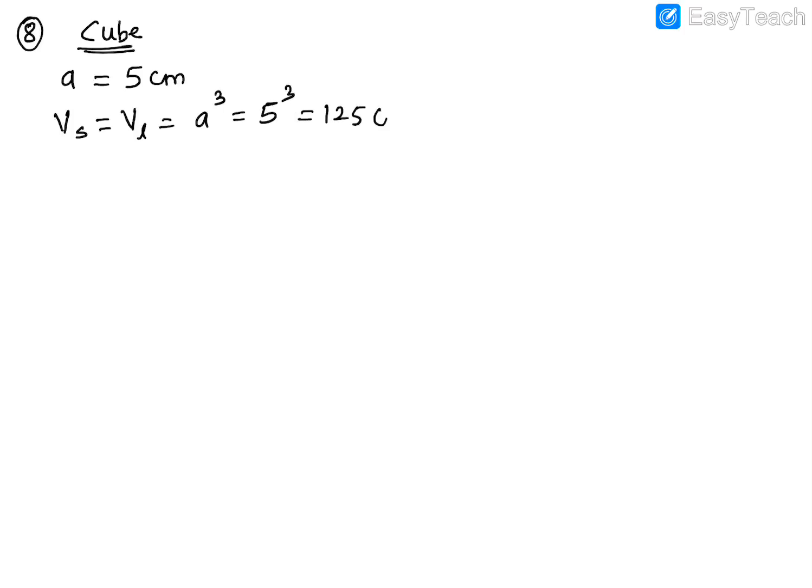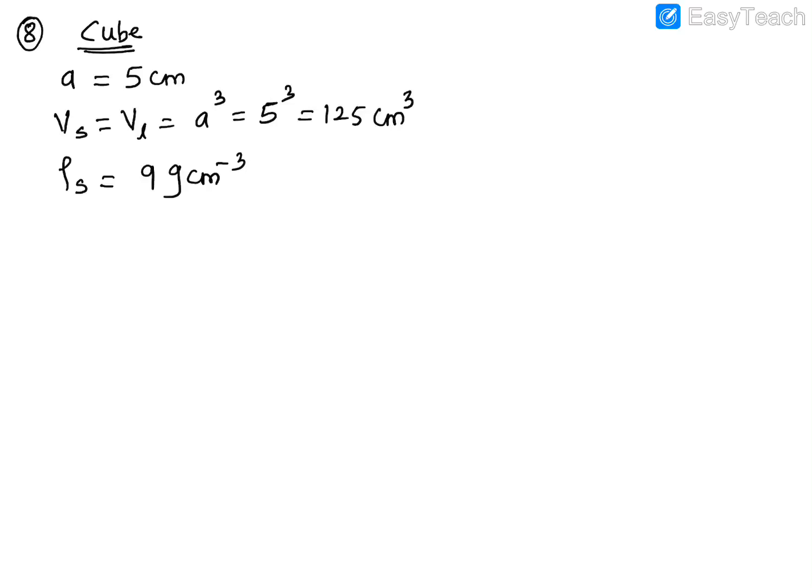Then problem number 8. Now, what is problem number 8? A metal cube. First of all, it's given that it's a cube of side 5 centimeter. If the side is 5 centimeter, how much would be the volume of the solid? Equal to volume of liquid displaced is equal to side cube is equal to 5 cube is equal to 125 cm cube. Okay, then they say it has a density. Density of this solid is equal to 9 gram per centimeter cube.